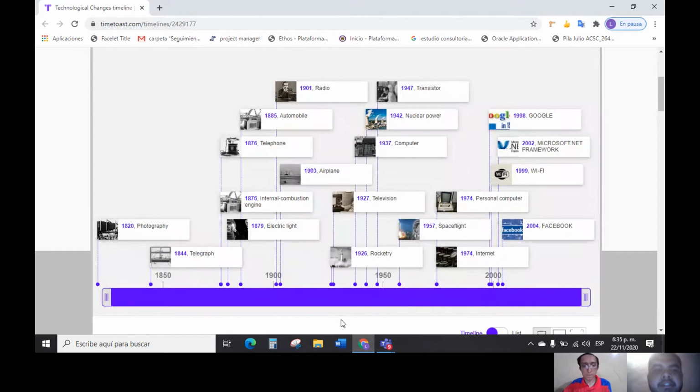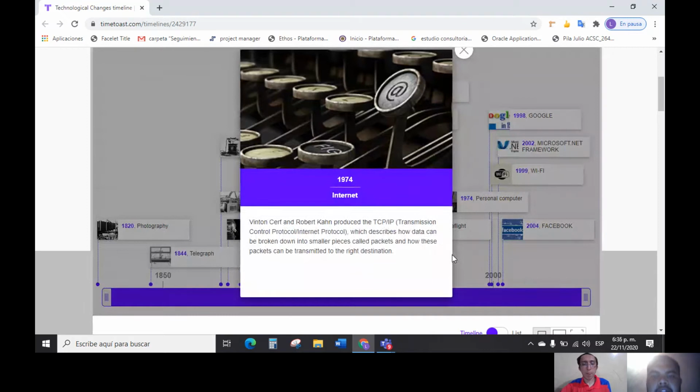In 1974, the first personal computer was the Altair, which was followed in 1977 by the Apple II, the TRS-80, and the Commodore PET.